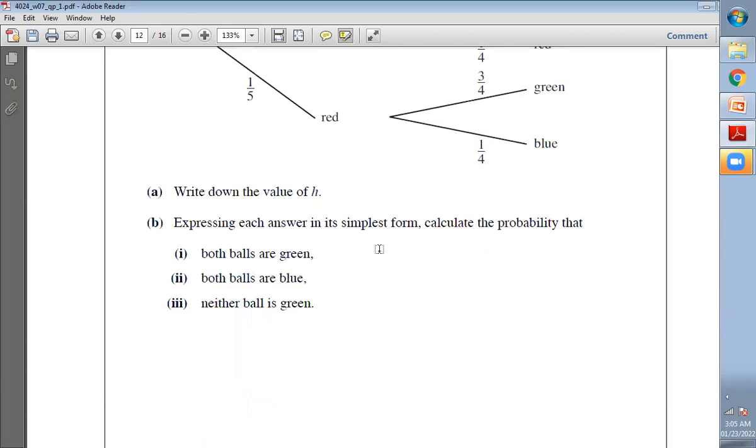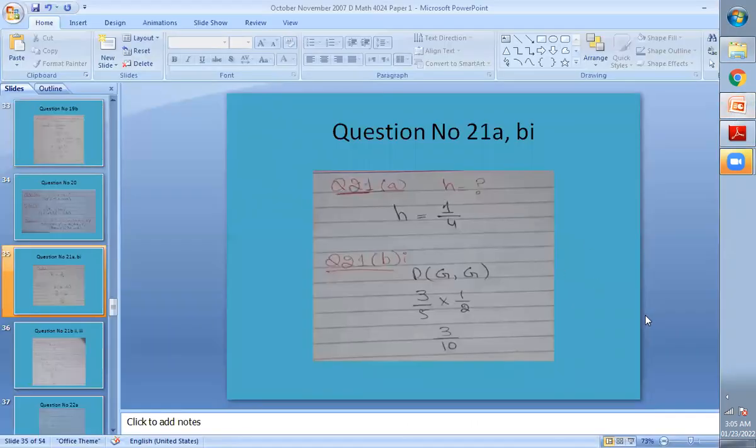Express each answer in its simplest form. Calculate the probability that both balls are green, both balls are blue, neither ball is green. Okay. So remember this wording. These wordings are very important. Never forget them.